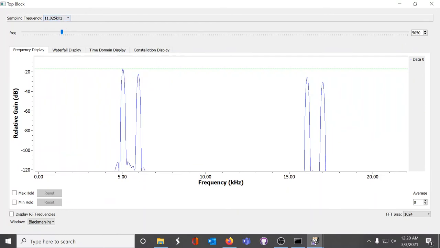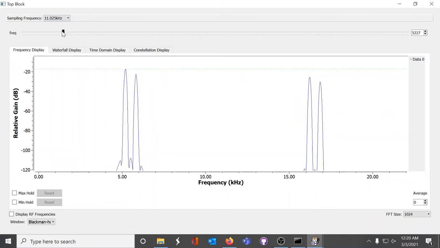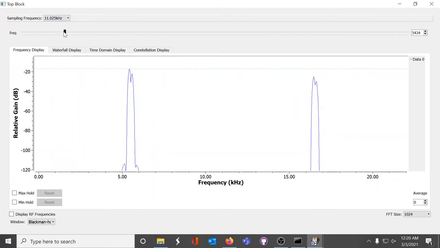Notice that our modulating frequency is approaching half of the sampling frequency. We continue on a little bit more. And at this point, those two tones have become one because we have just violated the Nyquist criterion. Our modulating frequency is now exactly half of the sampling frequency.